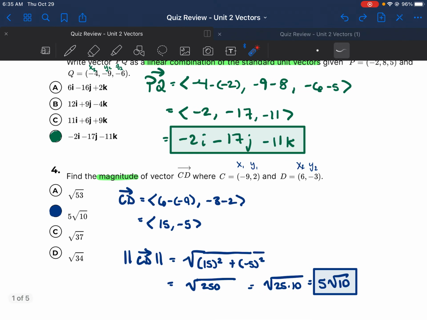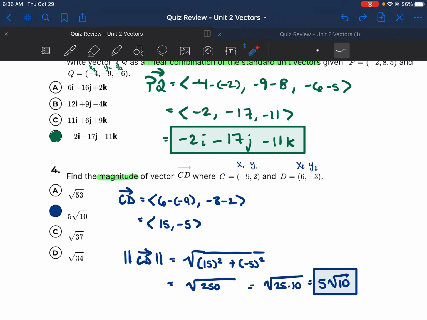In problem number 4, we want to find the magnitude of vector CD given the initial point C and the terminal point D. To find the magnitude of a vector, first we have to have the vector written in component form. To find the vector CD in component form, again, we're going to do the terminal point minus the initial point. So we're going to have x2 minus x1 to get 6 minus negative 9, y2 minus y1 to get negative 3 minus 2. Performing those calculations, we get the vector in component form, 15, negative 5.